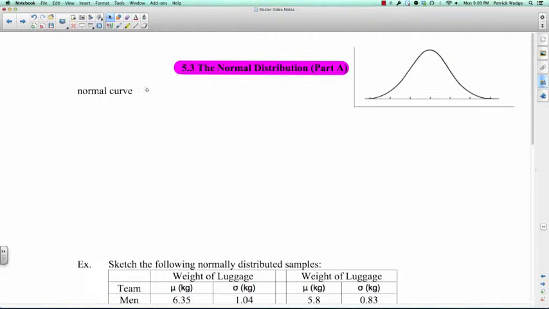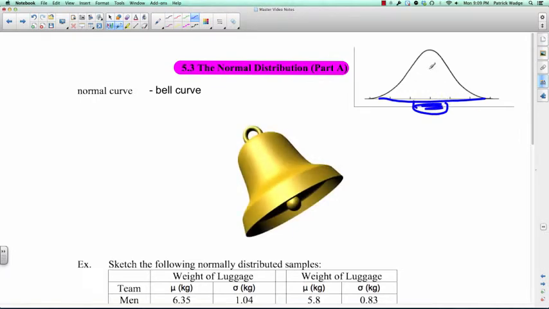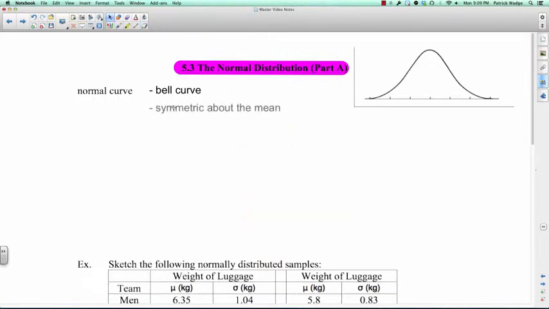What a normal curve is, it's a bell curve. So it's like this curve right here. To get what I mean by why it's a bell curve, you could put a bell here, ding-a-ling-a-ling, right? That's what it's supposed to look like. So that's a bell curve. And it's symmetric about the mean. The mean is going to be right in the middle.